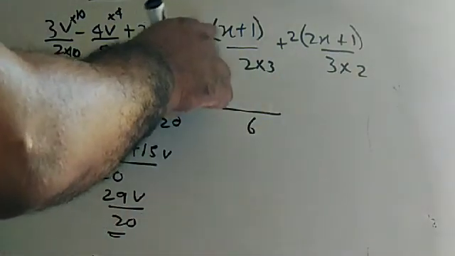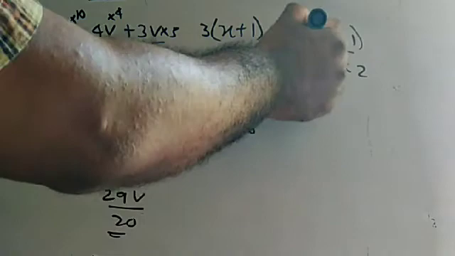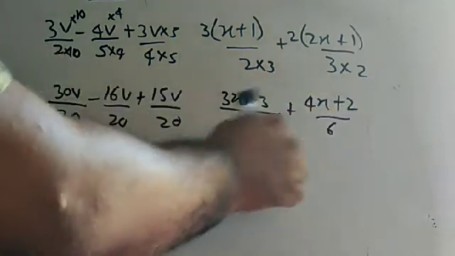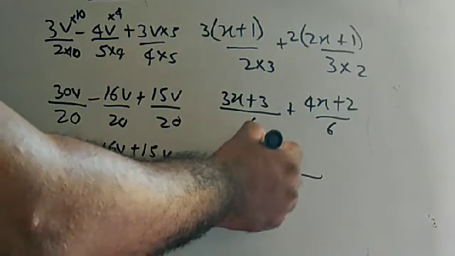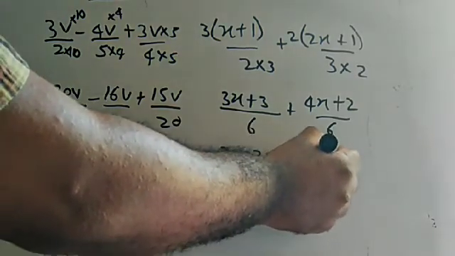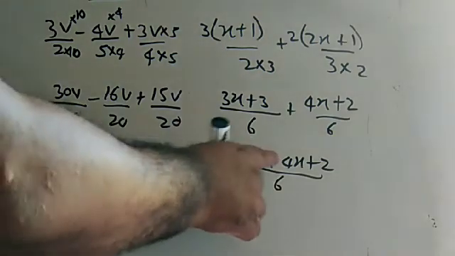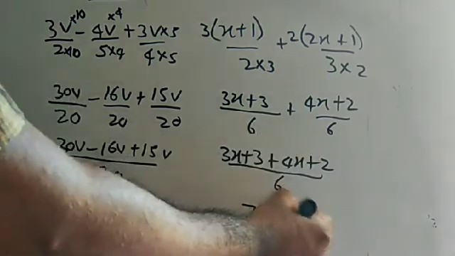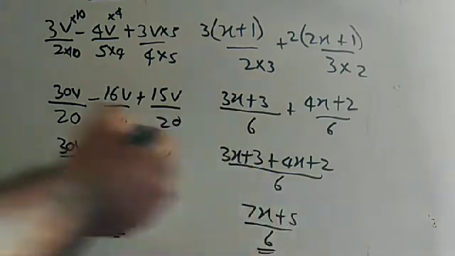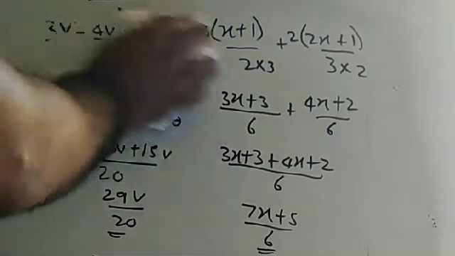Now simplify. 3 into x, 3x. 3 into 1, plus 3. Plus 2 into 2x, 4x. 2 into 1, plus 2. 3 into 2, 6. Now you can see common denominator 6. Now you can add numerators: 3x plus 3 plus 4x plus 2. Right. Then I can see like terms, 3x plus 4x can add, 7x. 3 plus 2, 5. This is unlike terms. That's all. 7x plus 5 upon 6. Right.